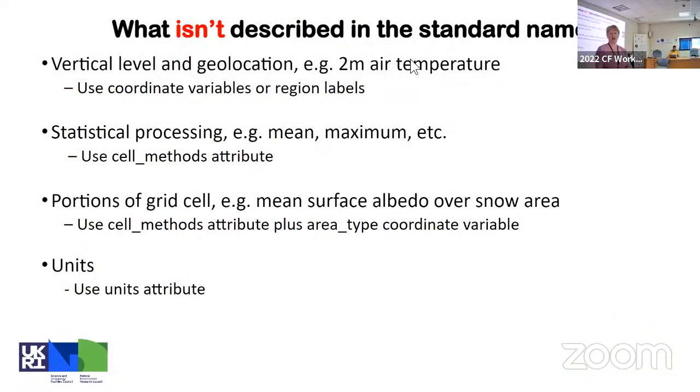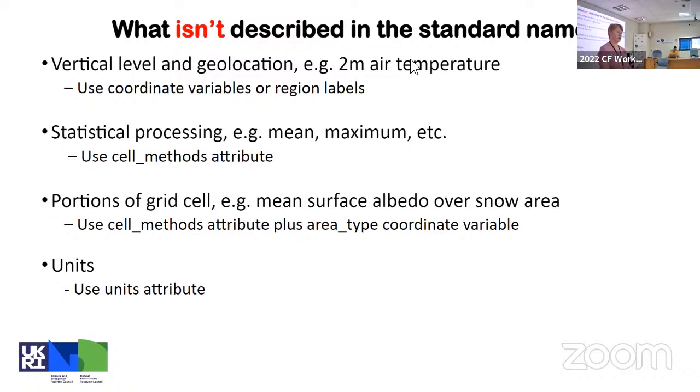So just to summarize then, there are some things that are definitely not described in the standard name. So vertical level, geolocation information, because they go into coordinate variables, or there are region labels. If you've got a region like, I don't know, North Atlantic, again, there's actually a controlled vocabulary like a gazetteer of regions which don't have square grid boxes, if you like. It can be strangely shaped or sized regions. Statistical processing, cell methods attribute is your friend there, do make use of it, and proportions of grid cells.